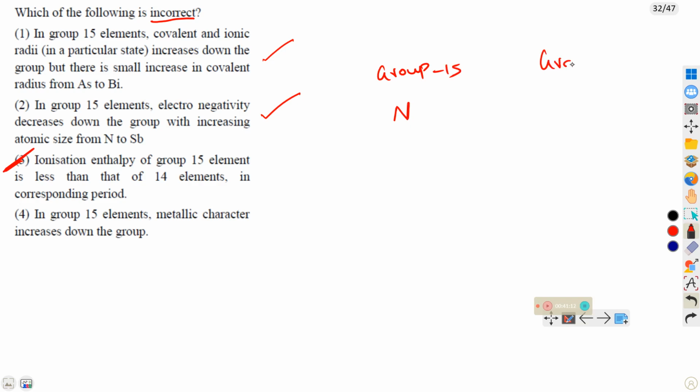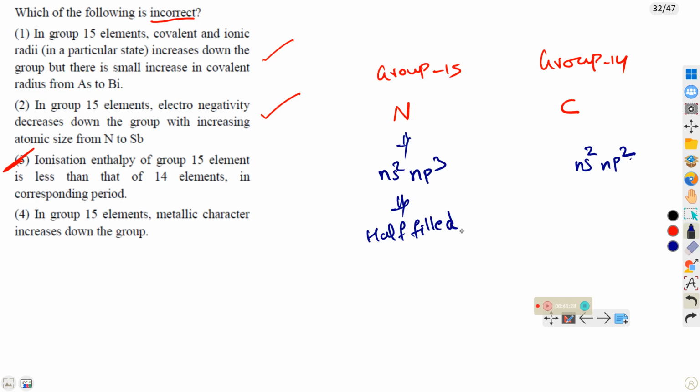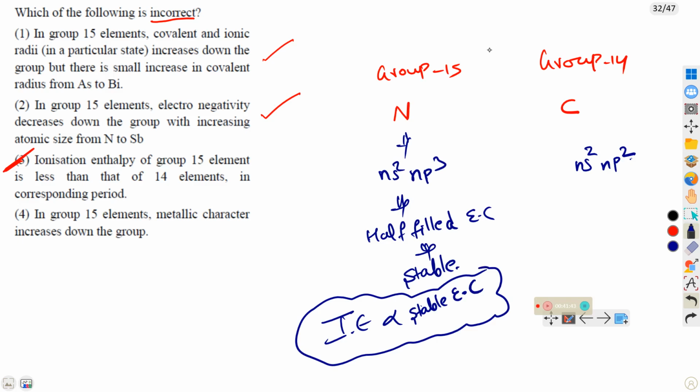Group 15 elements is the nitrogen family. Group 14 elements, carbon family. Nitrogen family general electronic configuration is ns2np3. Carbon family general electronic configuration is ns2np2. Half-filled electronic configuration is stable. We know that ionization energy is directly proportional to stable electronic configuration. Based on that, group 15 elements' first ionization energy is more compared with group 14 elements.